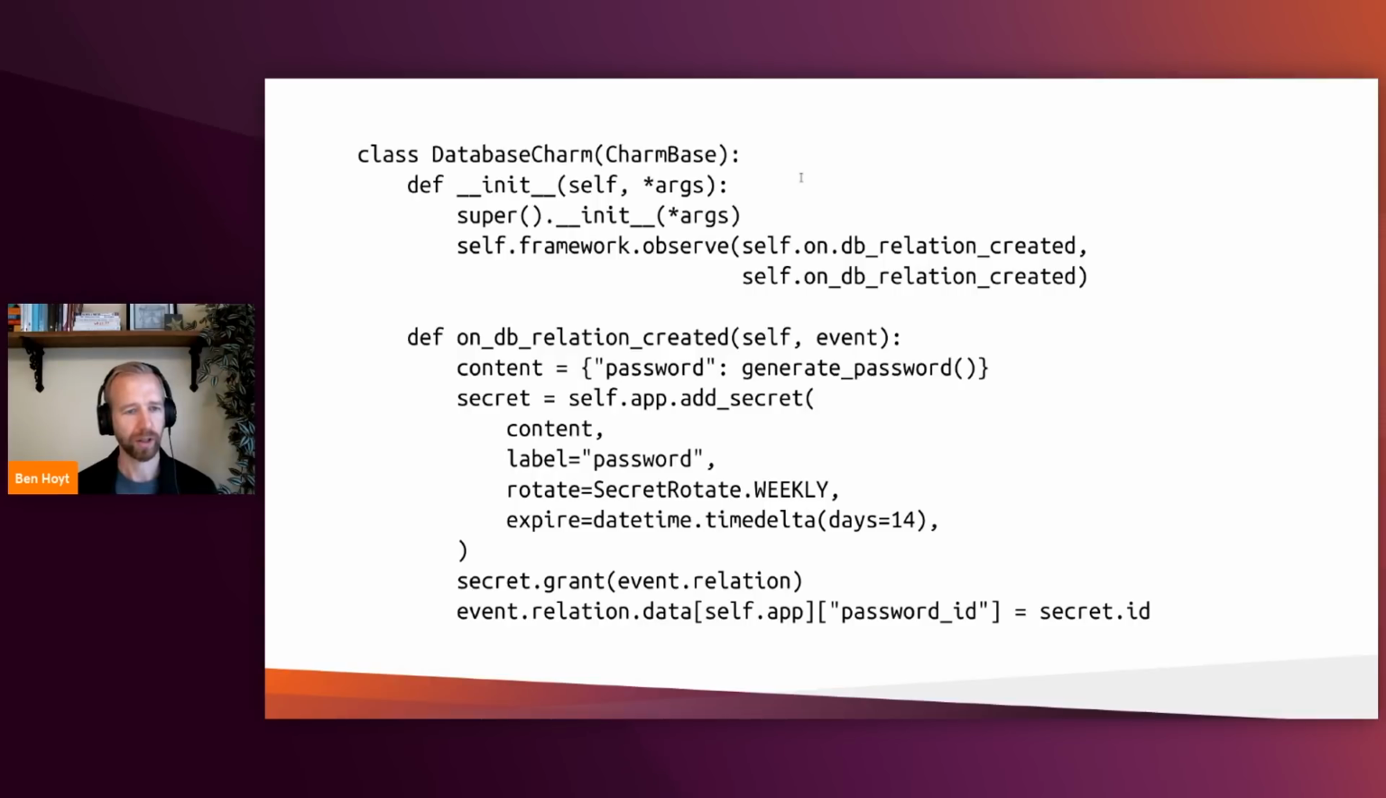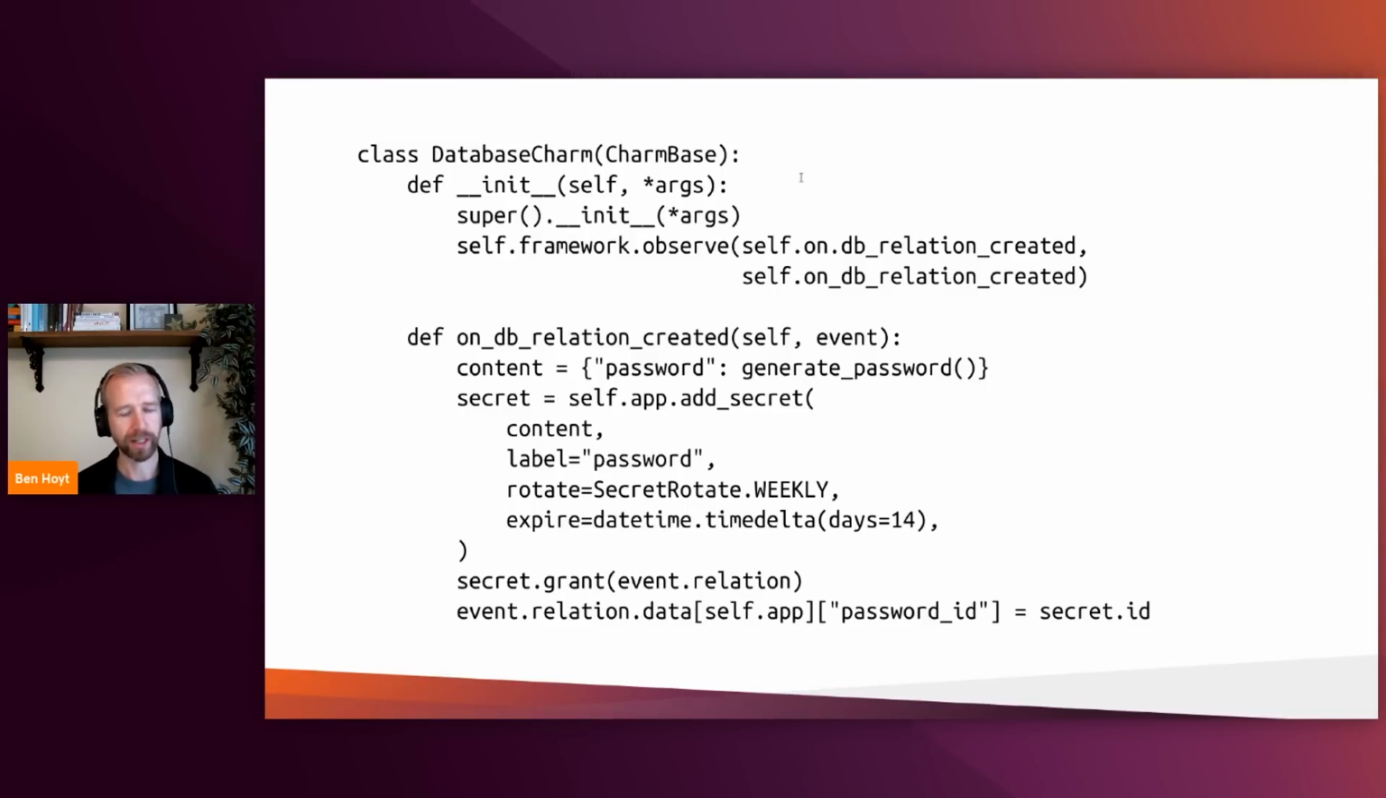Juju calls this hook. And the first thing the hook does is generate a new password and put it in the dictionary. In the case of SQL, this might be adding a role, adding a user, setting that generated password so other things can access the database. And then on the next line, we call app.add_secret, or application.add_secret, to actually create a new secret and set the content. Note that we provide a label here so that the charm can look up the secret by label if necessary later on.